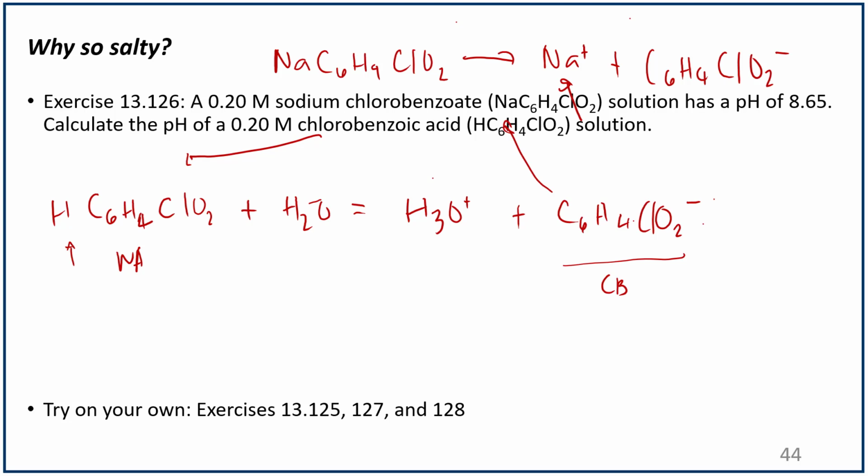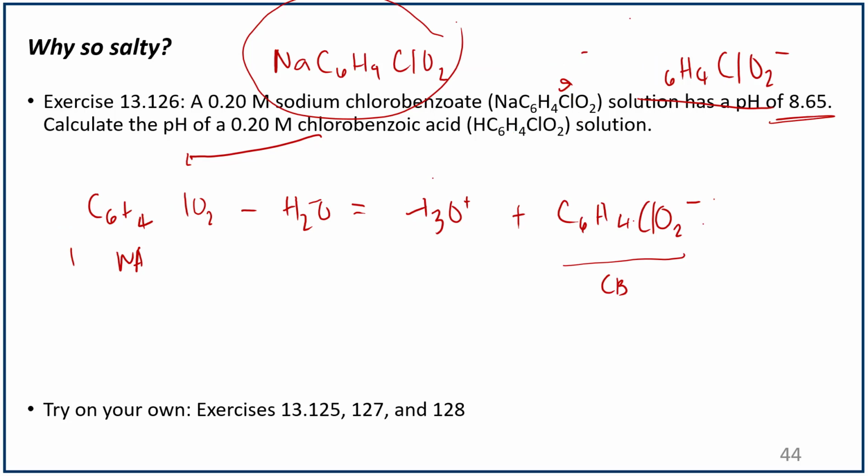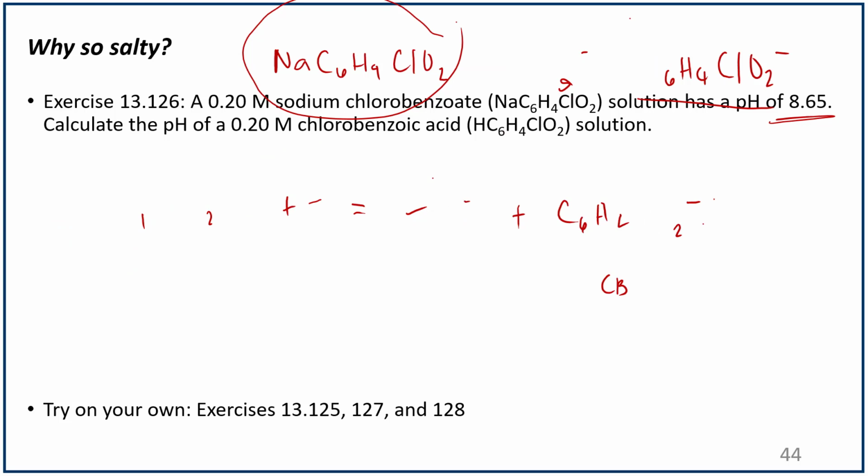But the chlorobenzoate ion, which is the conjugate base of chlorobenzoic acid, a weak acid, should have some basic properties. So therefore, sodium chlorobenzoate is basic. And if you're not convinced, you're given that the pH of the solution is 8.65. From this information, we know that sodium chlorobenzoate and chlorobenzoic acid are conjugate acid-base pairs.